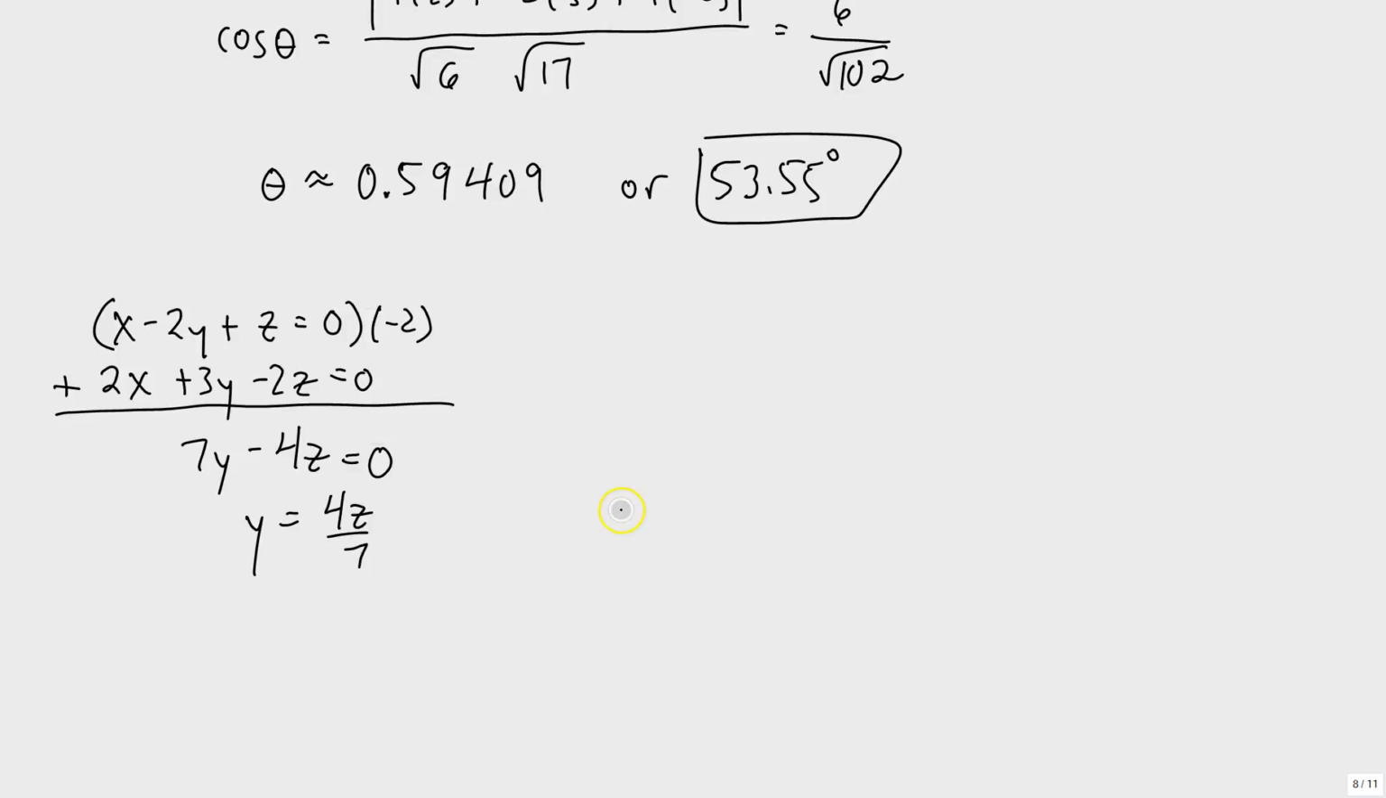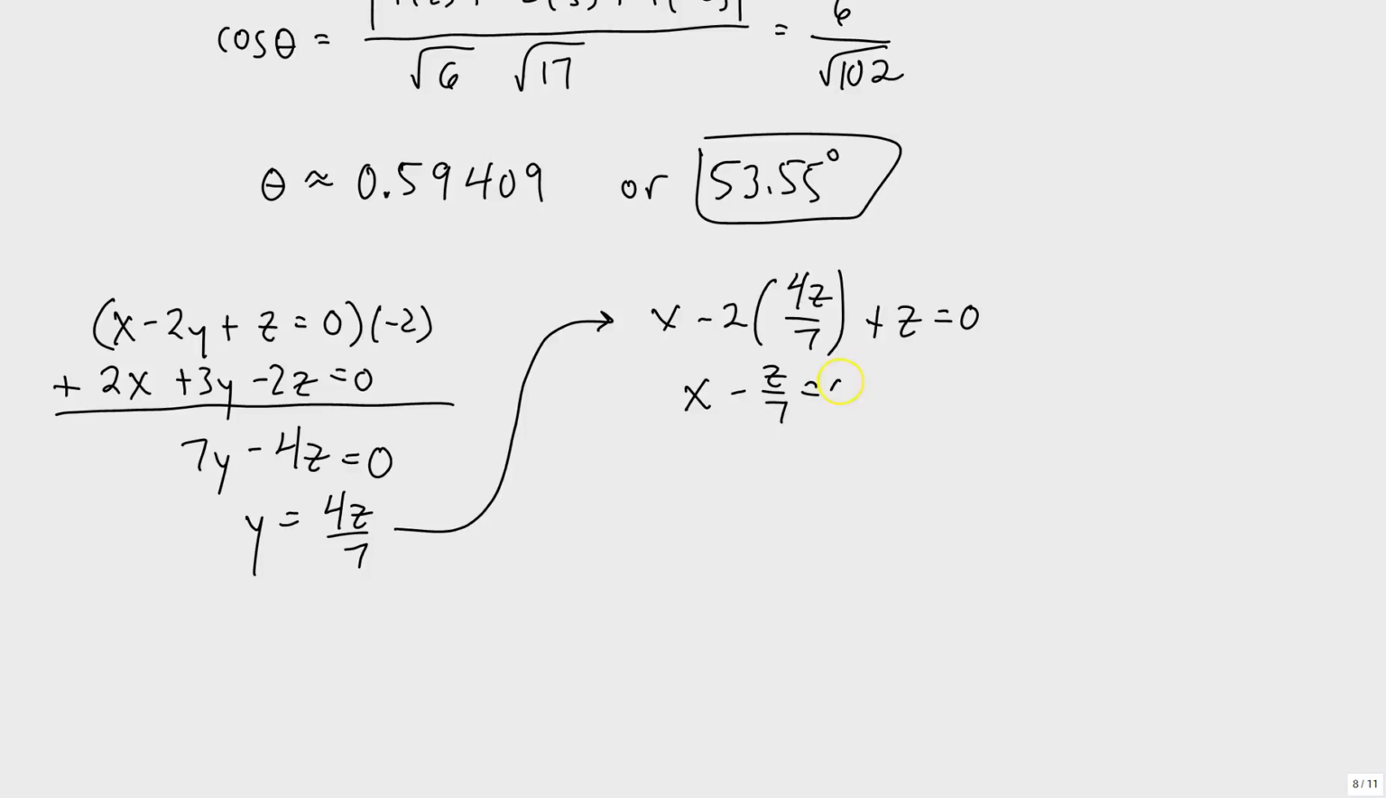So we'll plug that back into the top equation. So x minus 2y, and we get x minus z over 7 equals 0, or x equals z over 7. So notice that y has a z over 7 and x has a z over 7. So we're just going to let t be z over 7. So t is z over 7.